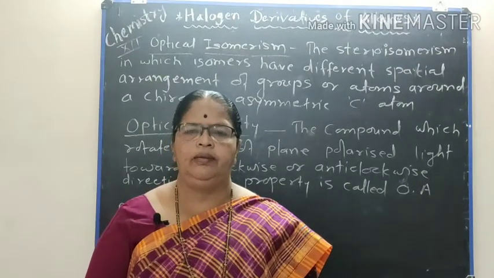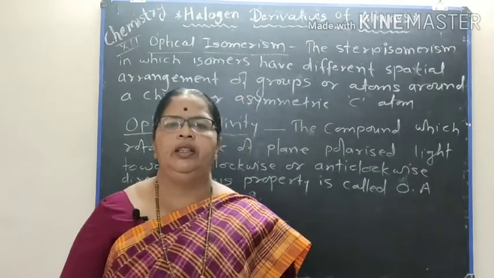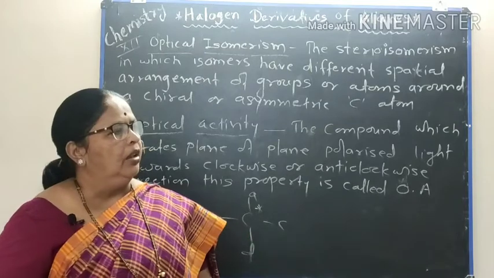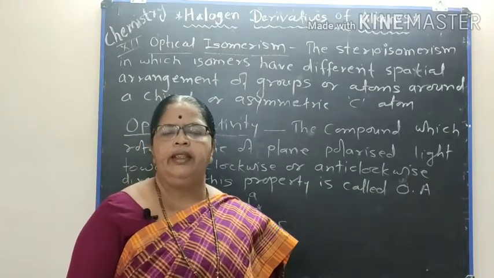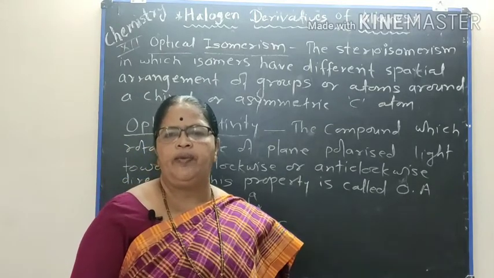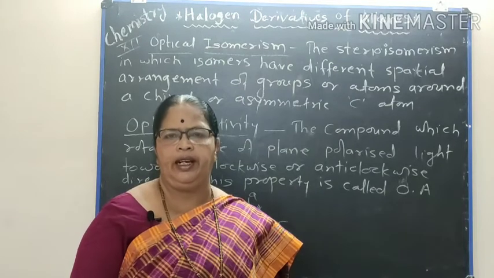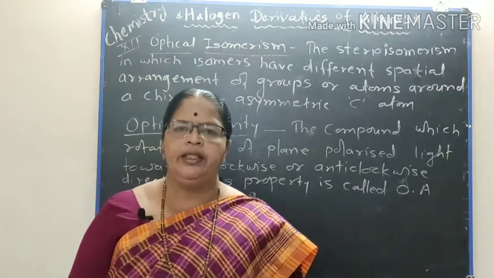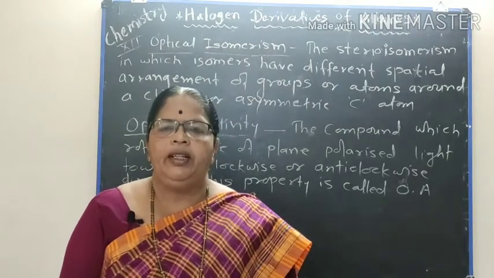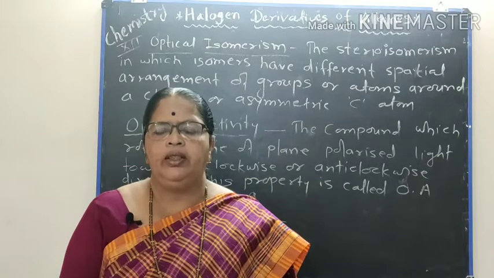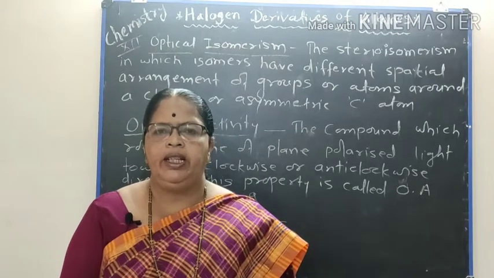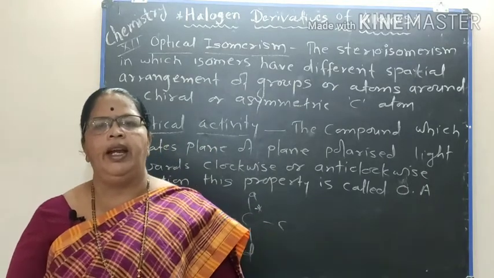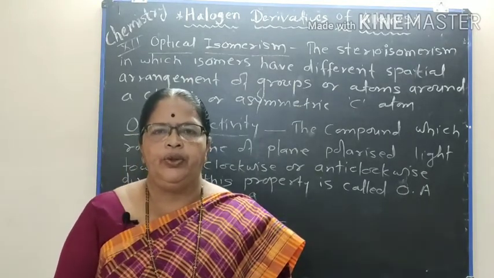Good morning, student. Today we learn about the halogen derivatives of alkanes. In the last lecture, we had seen the different types of preparation methods for alkyl halide. Today, we will see some concepts: what is meant by optical activity, optical isomers, enantiomers, and the asymmetric carbon atom.